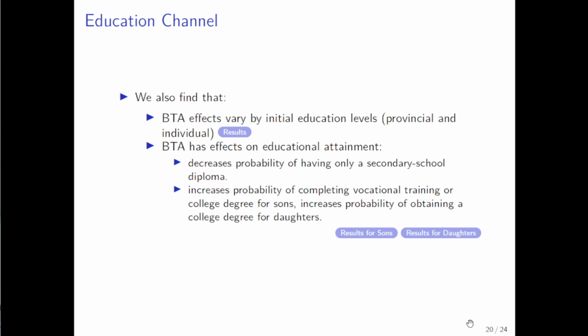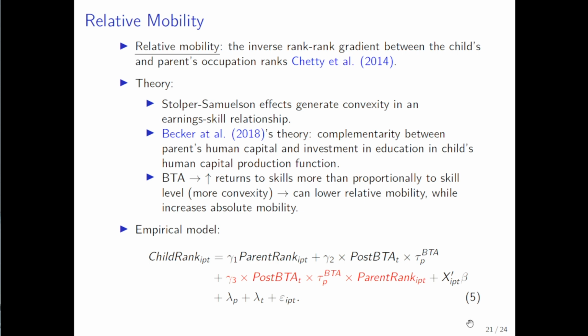So we look at all these channels. I'm going to move quickly to relative mobility. Relative mobility basically is looking at the inverse rank gradient. If the son's education is highly sensitive to the father's education, that's showing a lack of mobility, right? If the slope is high, that is a lack of mobility. If that is flatter, then there is more mobility. So what we do is we regress child rank on parent rank, and then the obvious BTA interactions. Of course, the BTA variables by themselves as well, right?